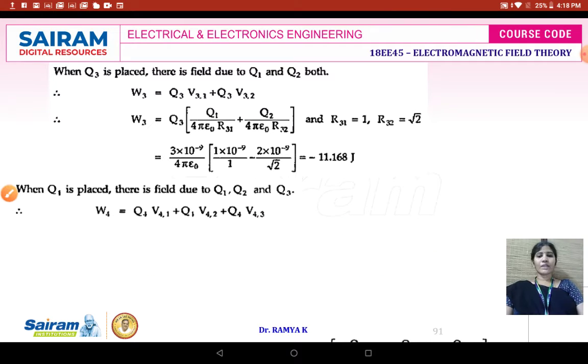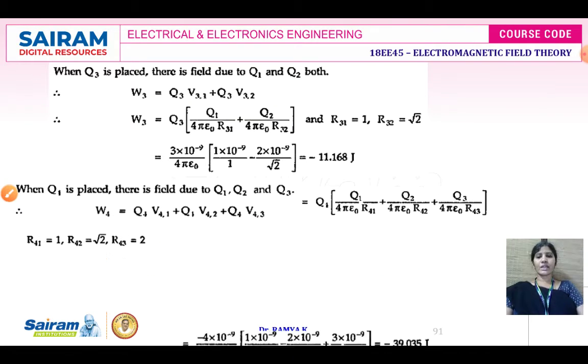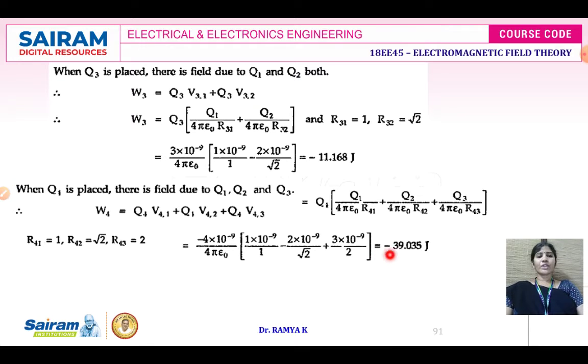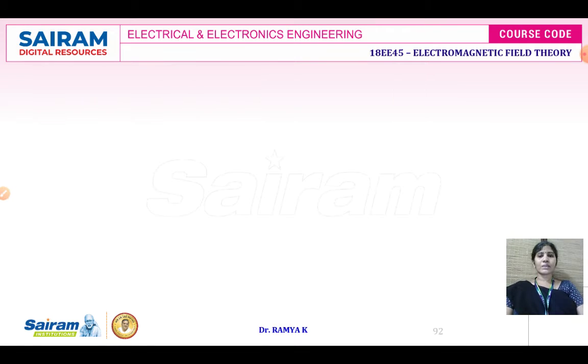When calculating, we'll get the value of W4 as 39.035. Therefore, the total work done in moving the charges, adding W1 plus W2 plus W3 plus W4, is going to be minus 68.178 joules.